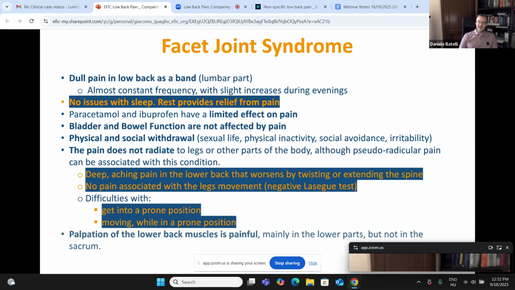You will usually find a negative Lasègue test. You will find pain that is worsened by the prone position. Usually the patient tells you that he is no longer able to sleep in the prone position. But all those signs, even if they suggest low back pain arising from a facet joint condition, are usually not extremely specific. So you will still need to confirm the diagnosis, performing diagnostic blocks or interventions if the patient requires.